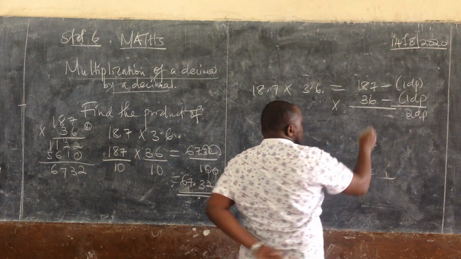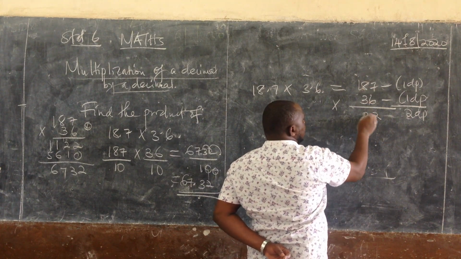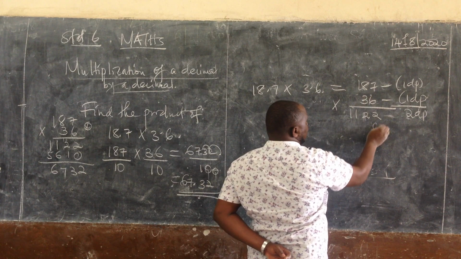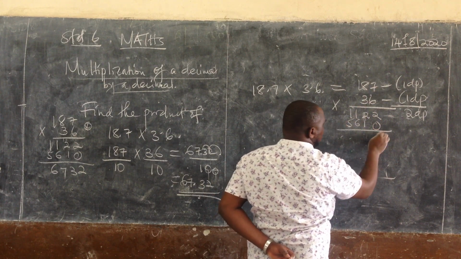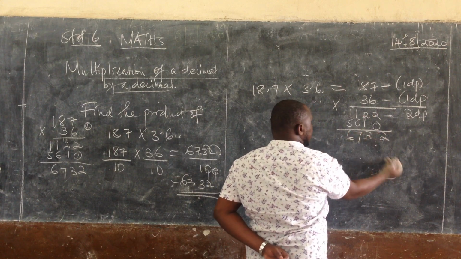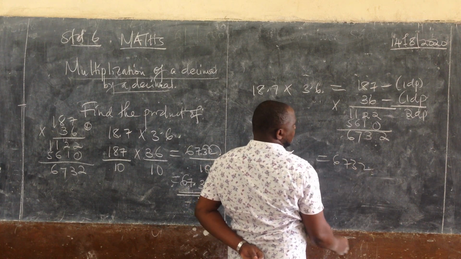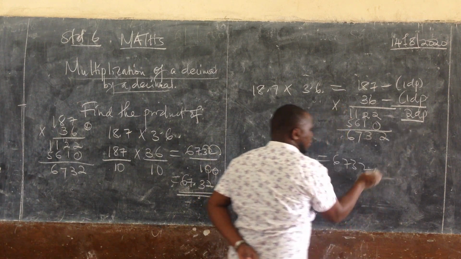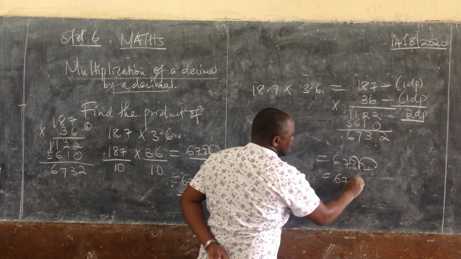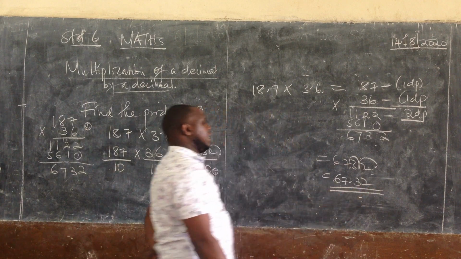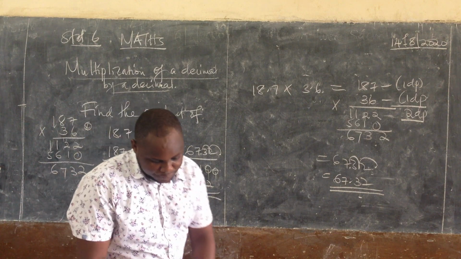And now multiply it. Then, after getting that done, the answer is 6, 7, 3, 2. But how many decimal places do we have? 2 from here. 1 and 2. So your answer is 67.32. Get your answer. So very, very simple and very easy to calculate.